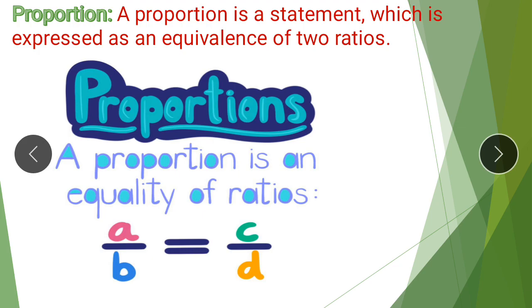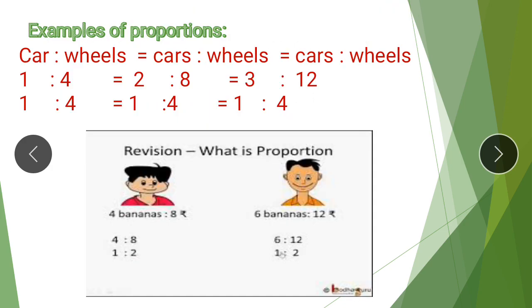Next is proportion. A proportion is a statement which is expressed as an equivalence of two ratios, or in simple words, a proportion is an equality of two ratios. When we put two ratios equal to each other, then it is said to be a proportion, like A ratio B is equal to C ratio D.